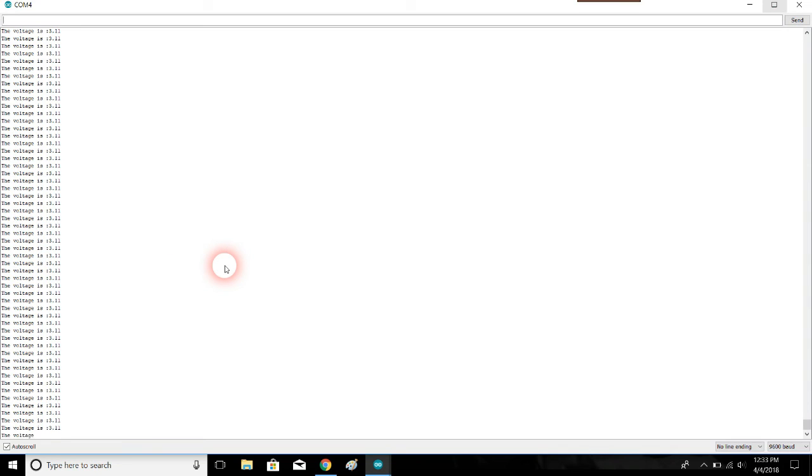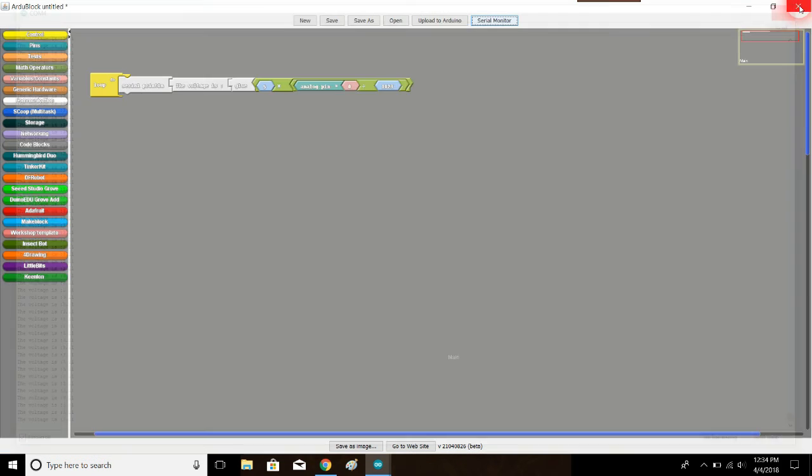So we have this serial monitor reading the voltage to us as expected, in terms that we can understand. All right, so that's been the voltage divider.